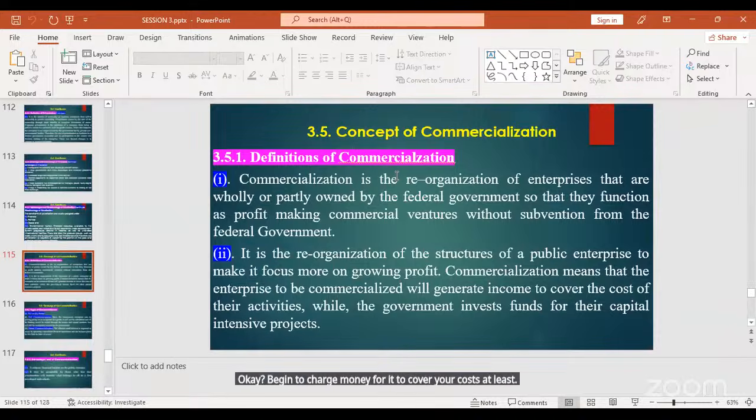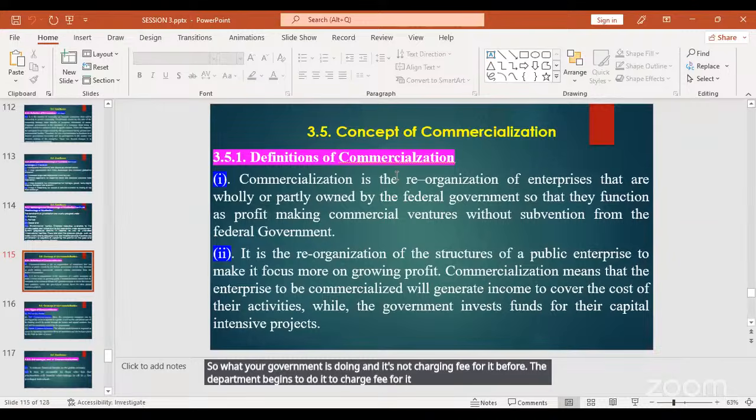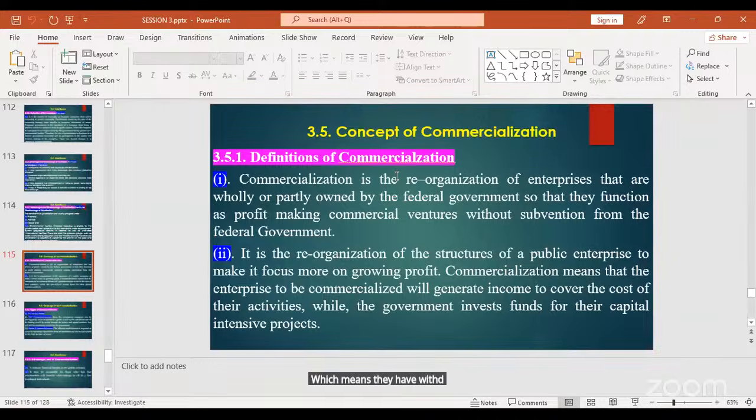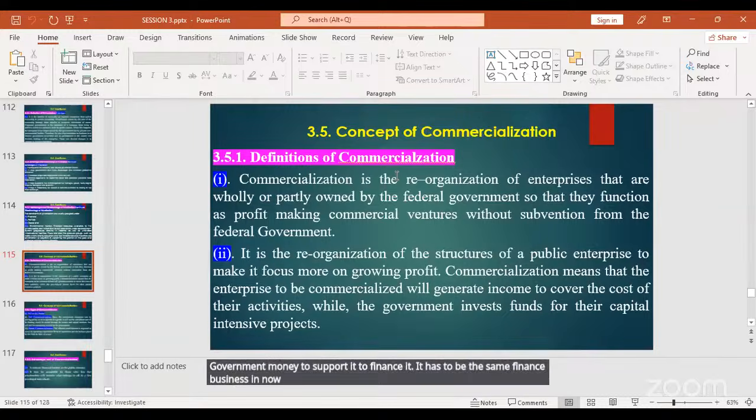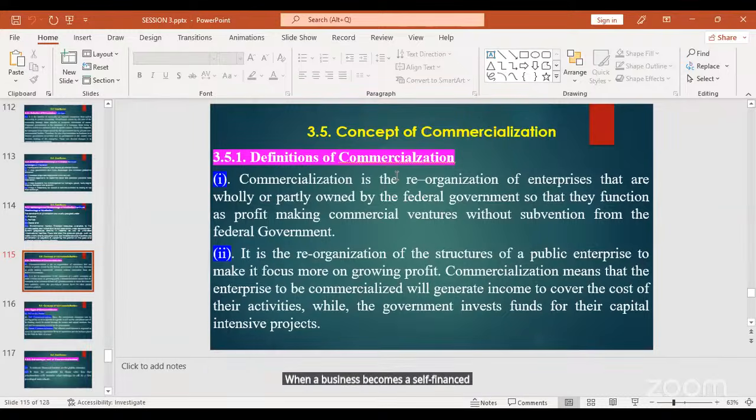So what the government is doing and is not charging fee for it before, once the department begins to charge fee for it, which means they have withdrawn from using government money to finance it. It has to be a self-financing business now. So when the business becomes a self-financing business, it has become a commercialized business.